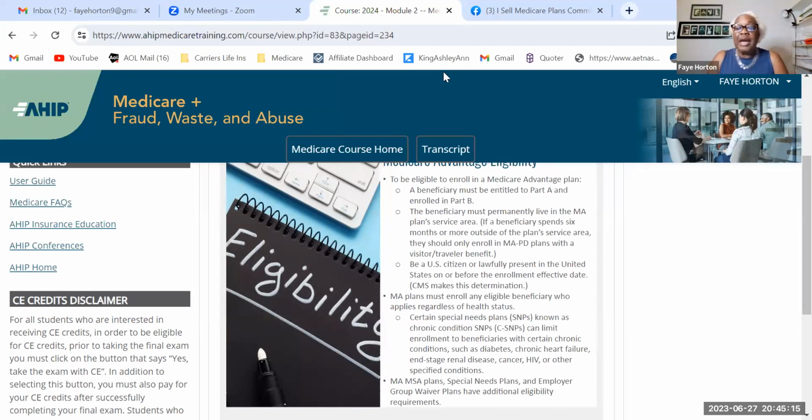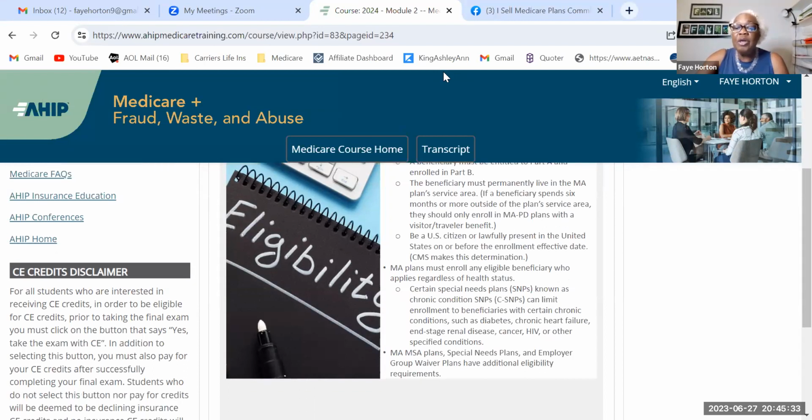They must be a United States citizen or lawfully present in the United States on or before the enrollment effective date, and CMS makes this determination. Medicare Advantage plans must enroll any eligible beneficiary who applies, regardless of health status. You may not ask any health questions. And when you're gathering information before you have gotten a scope of appointment, the new rule is you cannot ask for their full birth date.